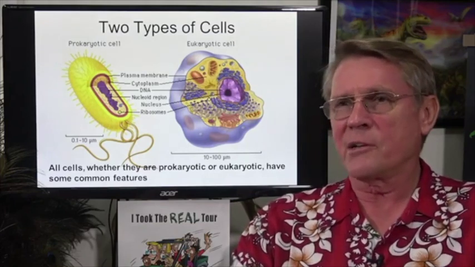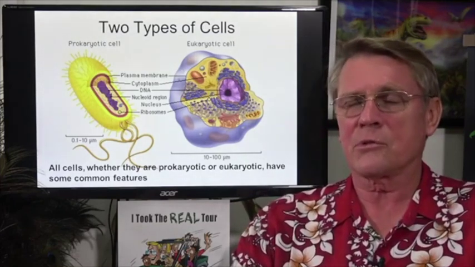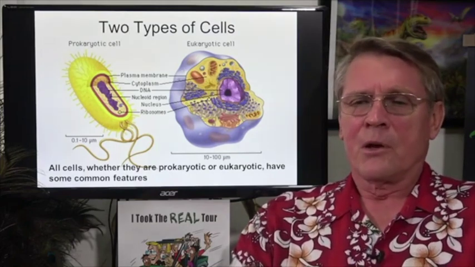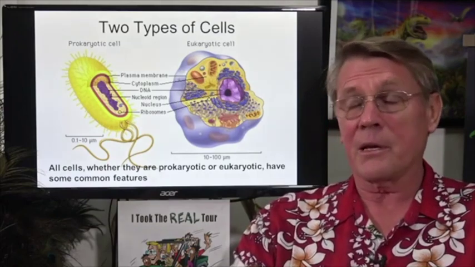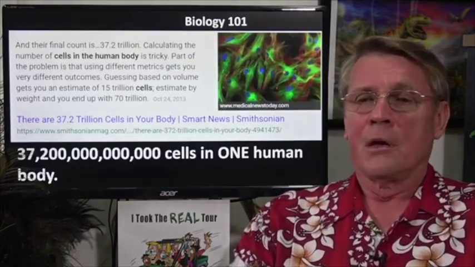You say, boy, are humans related to whales? Yeah, they're both eukaryotes. Okay, I'm sorry. And prokaryotes, okay. All cells, whether they are prokaryote or eukaryote, have some common features. It could be maybe they got a common designer.